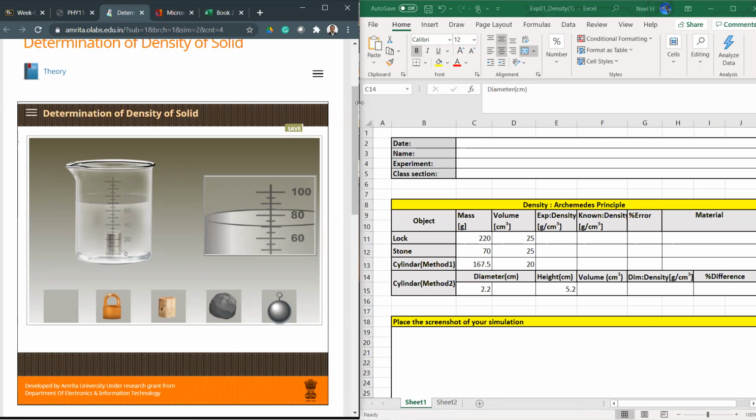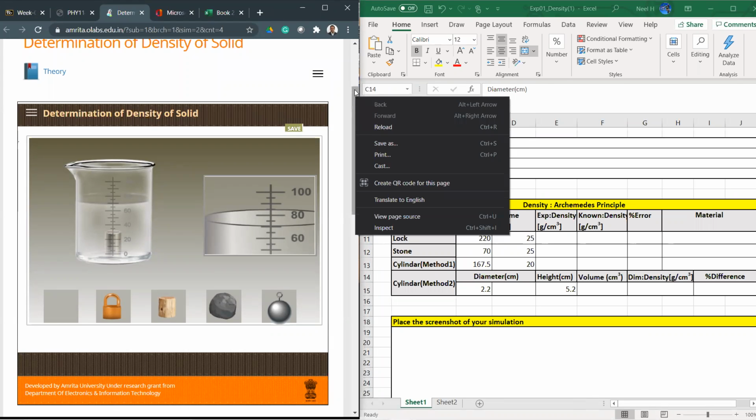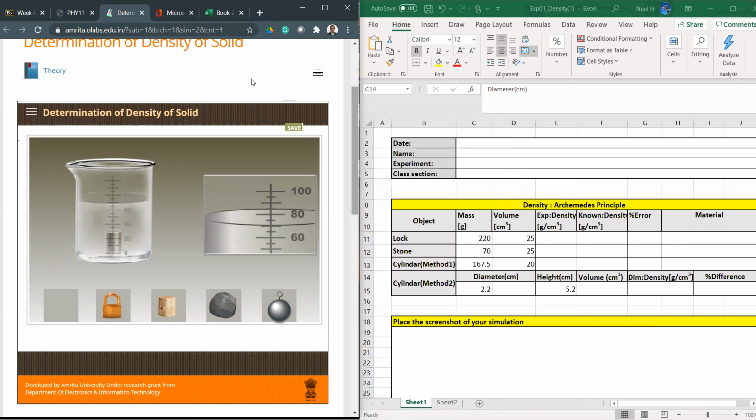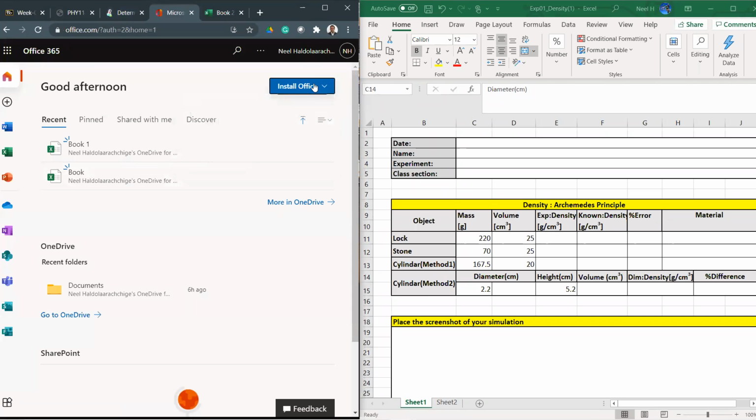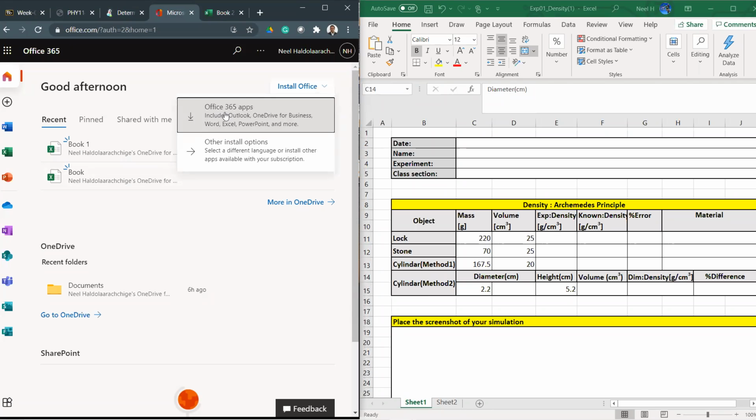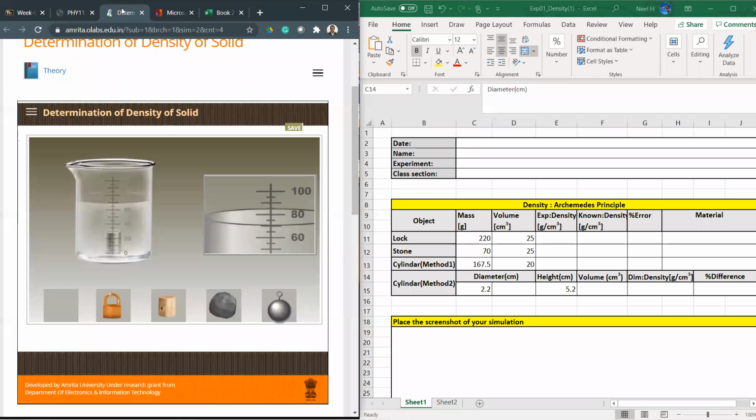Do you have the downloaded version or the online version? The online version? Don't use the online version. Download this onto your computer, okay? You can install the whole package. All you have to do is click here, click this down arrow right here, install Office 365. Yeah, that's the best way, I think. It's okay to use the online version, but this is free, nothing to pay, just download it. Okay, any other question?